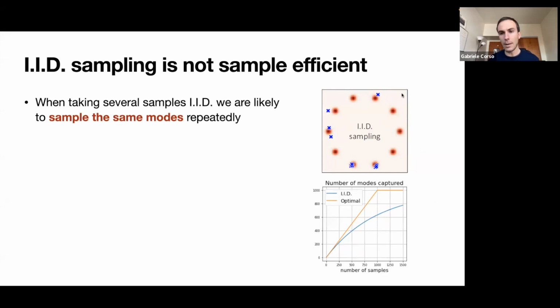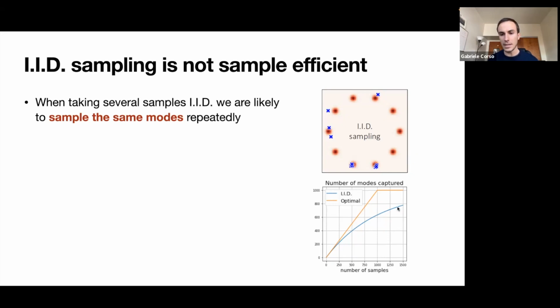Let's apply this to a very simple setting that we will see, a 2D mixture of Gaussian distributions, where we have these 10 Gaussians around a circle. We're going to take 10 samples from this distribution. If we take samples I.I.D., as in this example, we end up with several samples in the same mode as another sample. With 10 samples, you would probably want to discover all these modes, but instead you end up sampling the same modes multiple times.